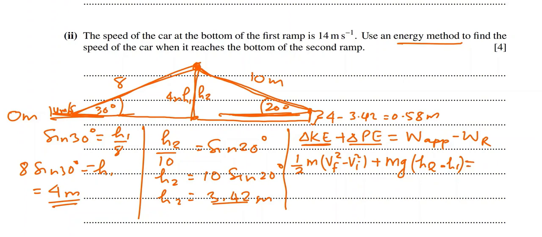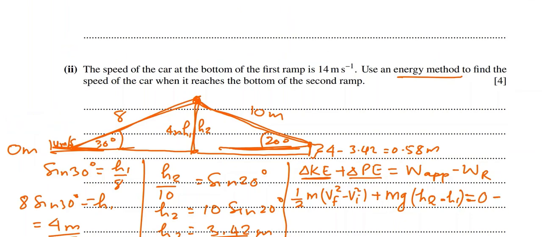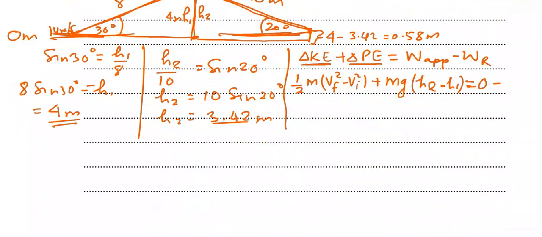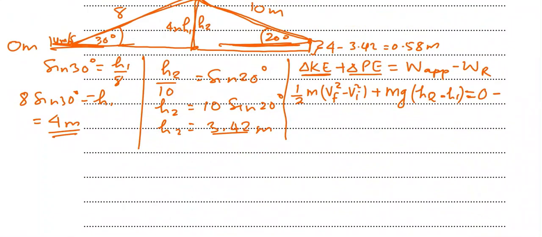This is equal to, there's no applied force. In the roller coaster, the roller coaster goes down in a natural way. There's no force applied to bring it down, so this will be zero. And we knew the work done by the resistance earlier was 11520 joules. So now we know almost everything here except the final velocity.